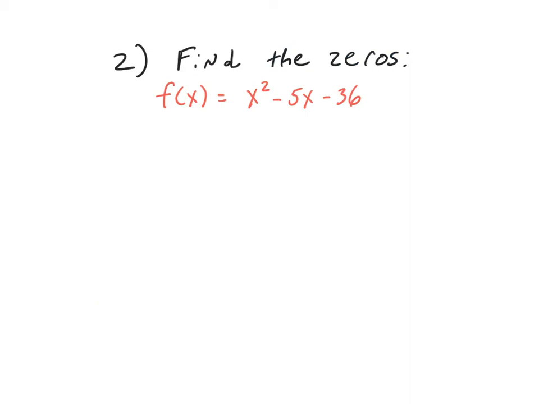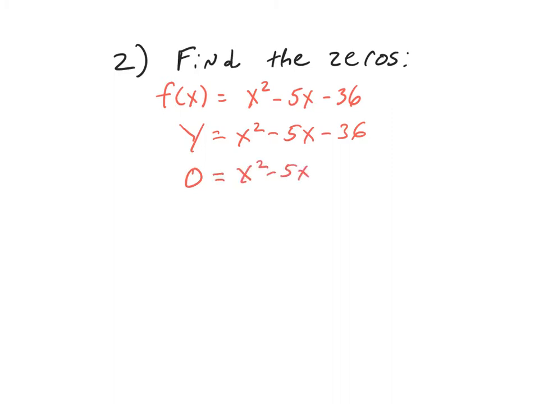On number 2, it's asking us to find the zeros of f of x is equal to x squared minus 5x minus 36. And you can think of f of x as just y. So we're going to do y is equal to x squared minus 5x minus 36. And then to find the zeros, it's when we have 0 for y, what do we get for x?